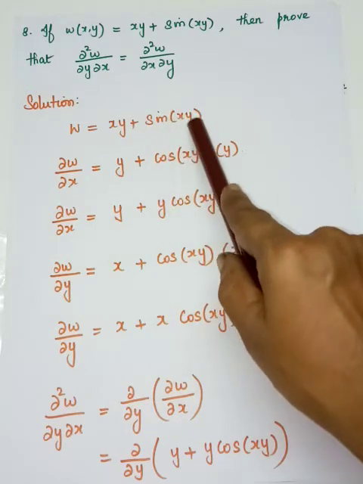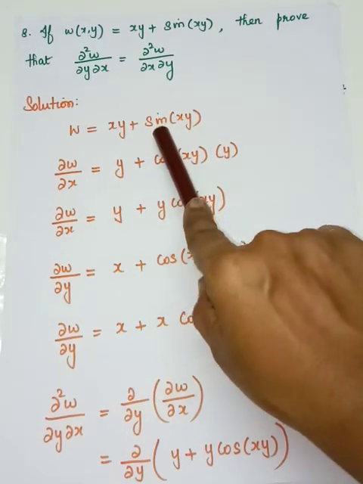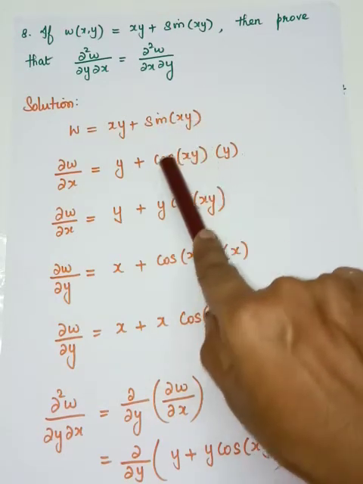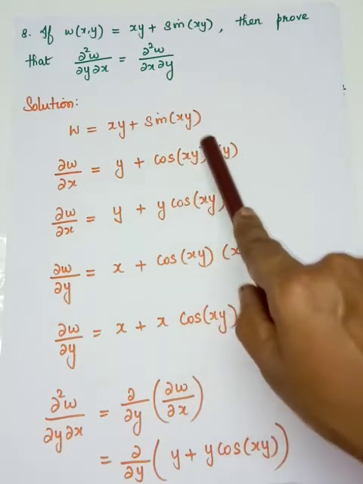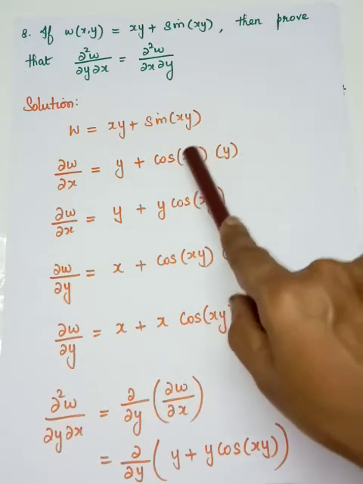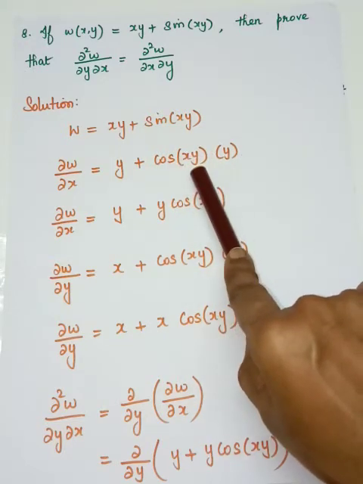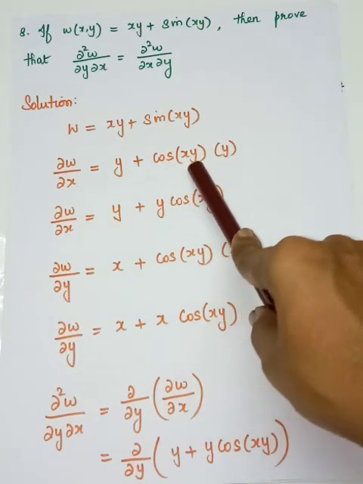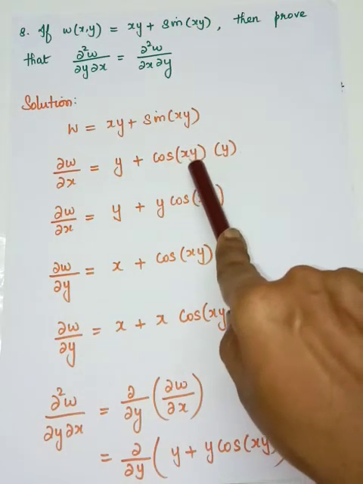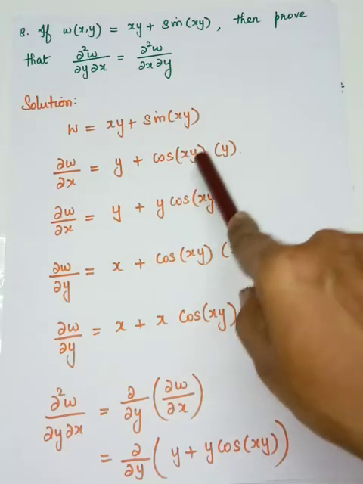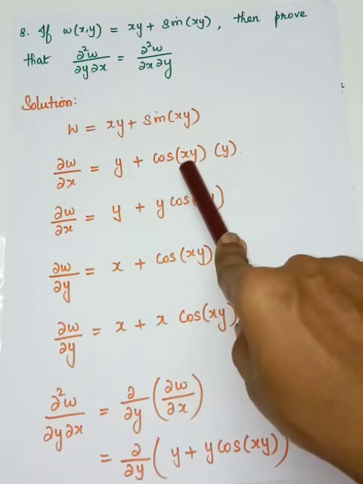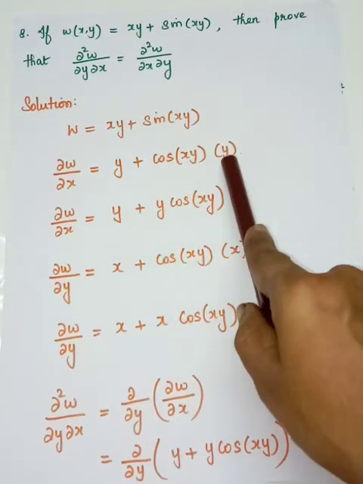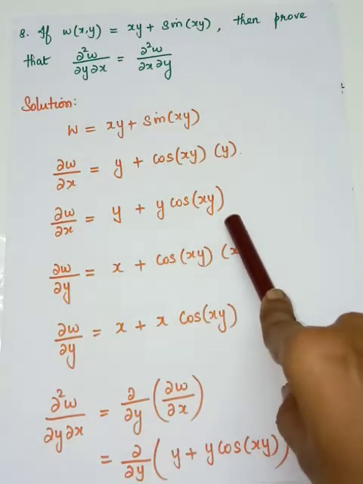Here x and y are both involved. So in the front it is a trigonometry function. So the derivative of sin of xy is cos of xy, and xy has to be differentiated partially with respect to x. How to differentiate xy with respect to x partially? What is the constant? y is the constant. So the differentiation of x with respect to x is 1. Okay, so you are getting y times cos of xy.